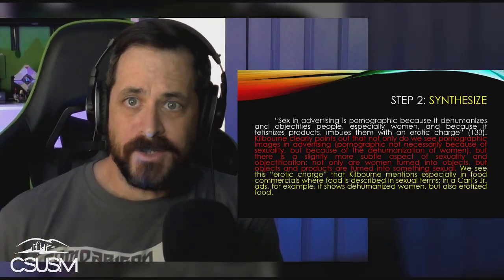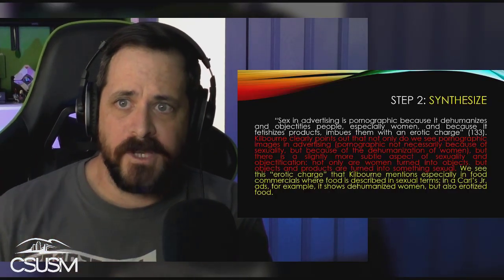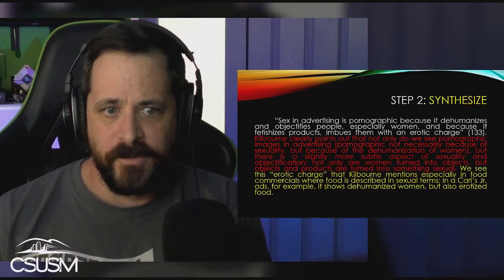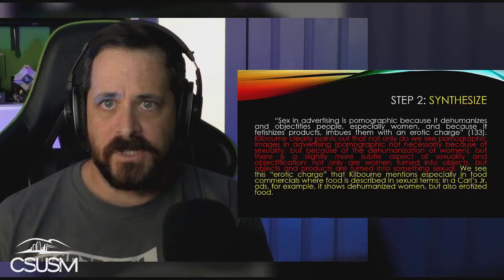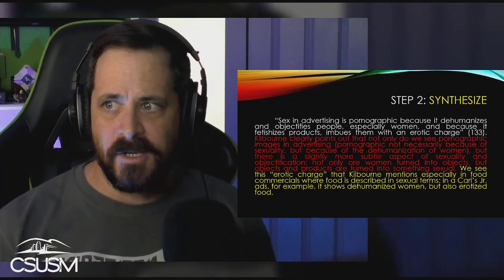In other words, the woman is a prop. She's really just there to hold the cheeseburger and make the cheeseburger seem more appealing. And that's what this author is getting at in their paragraph, right? Which is, again, building on Kilborn's idea of this problem of sexualizing a product.